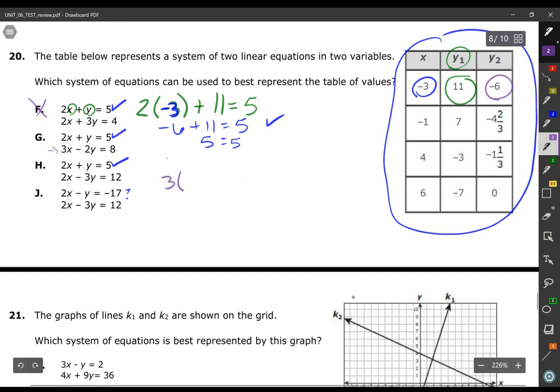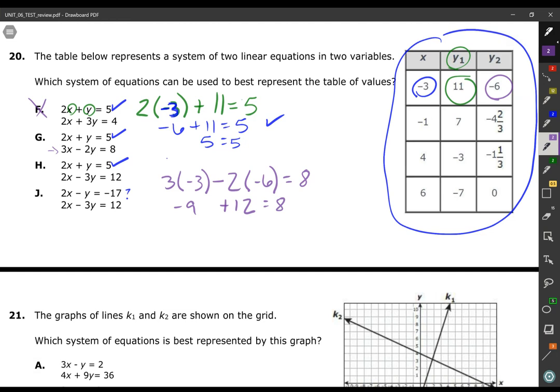Okay, so now I've got 3 times -3 minus 2 times -6 equals 8. -9 plus 12 equals 8. This is not going to be true. It's only going to be +3. So this one also does not work. So both of those don't work.